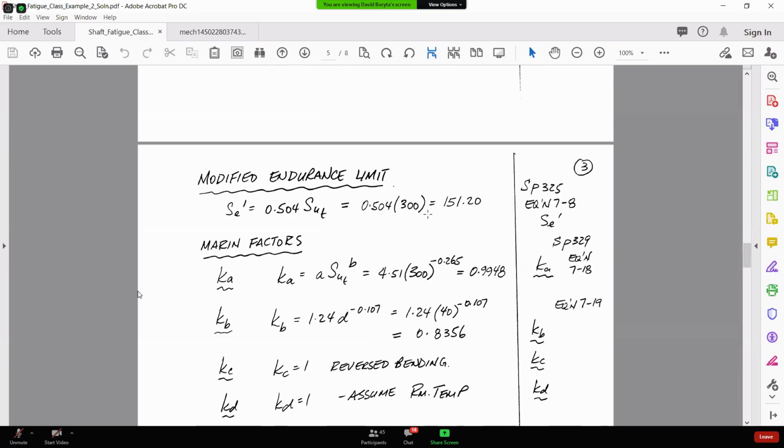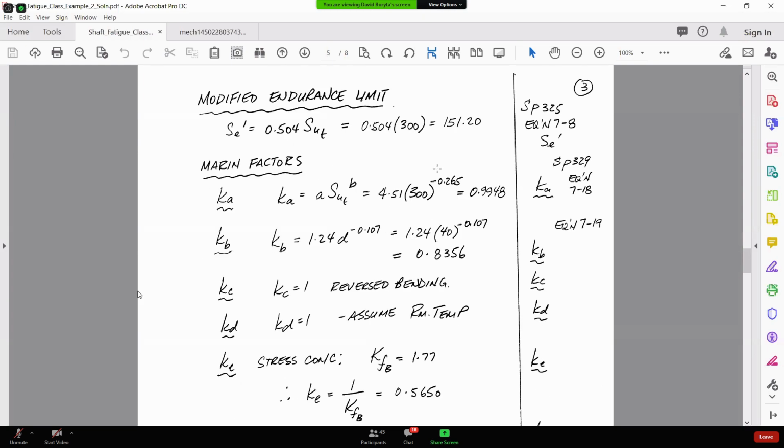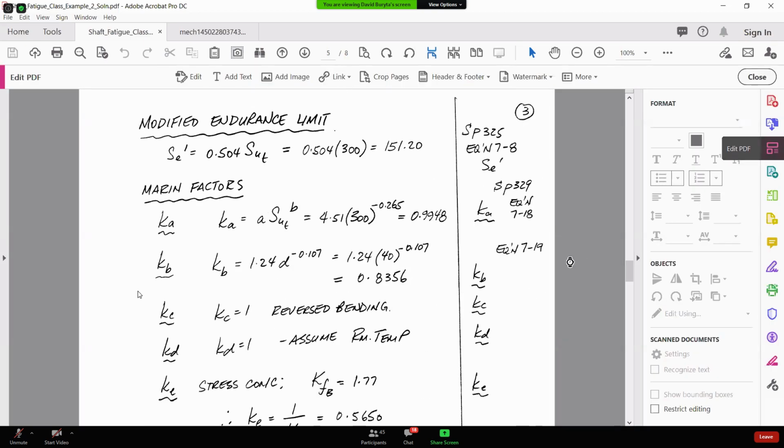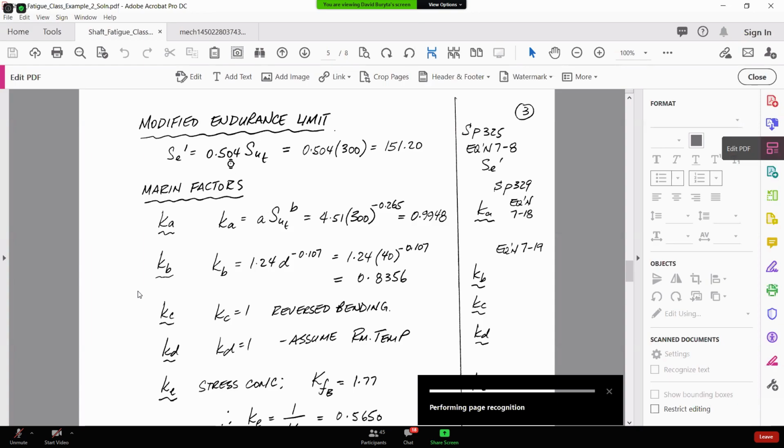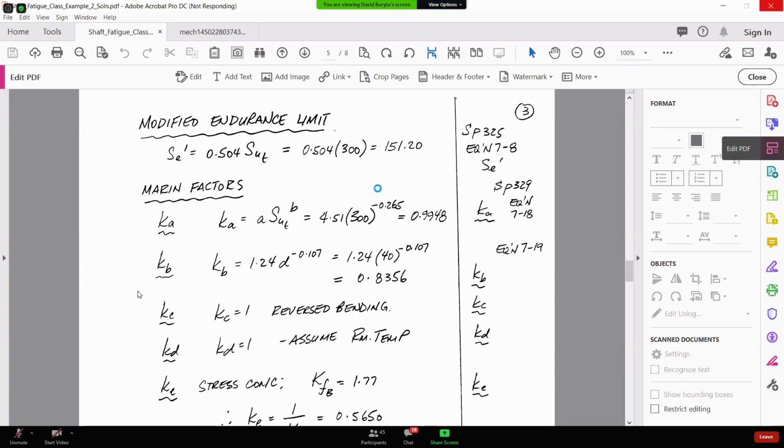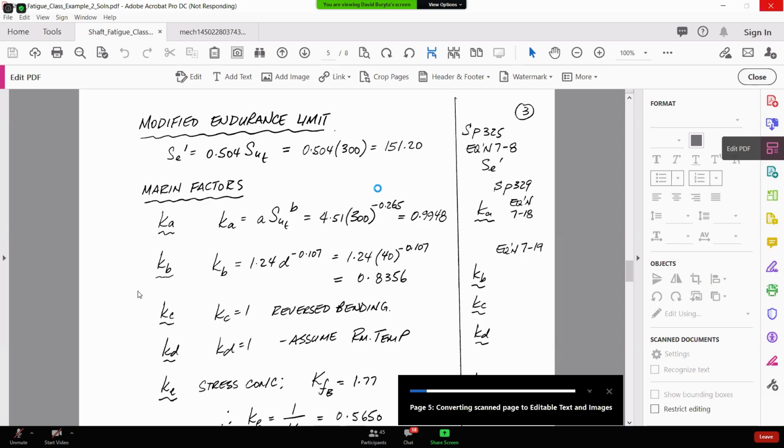So at this point here, you want to go to your textbook and you'll see that there's a difference between what I've written here and what you have for finding your theoretical endurance limit, right? Yours, what does yours say? You don't have 0.504 here, right? What do you have? I got 0.5. 0.5, okay.